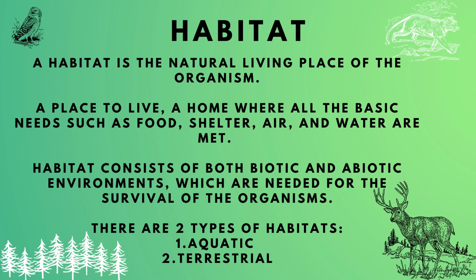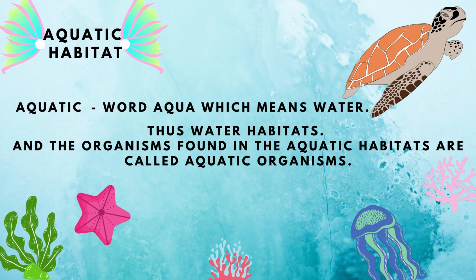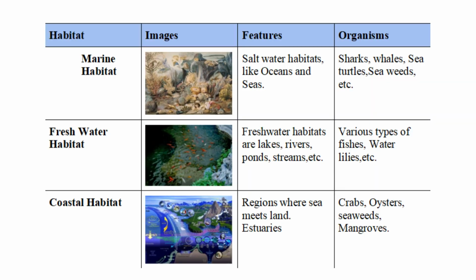Let us talk about the aquatic habitat. Aquatic comes from the word aqua, which means water. The aquatic habitat thus is the water habitat, and the organisms which are found in the aquatic habitat are called aquatic organisms. These aquatic habitats can be further divided into three types. First, marine habitat, the second, freshwater habitat, and the third, coastal habitat.